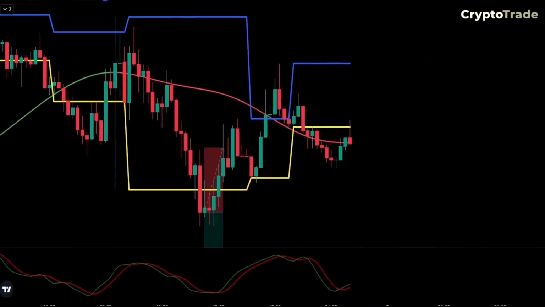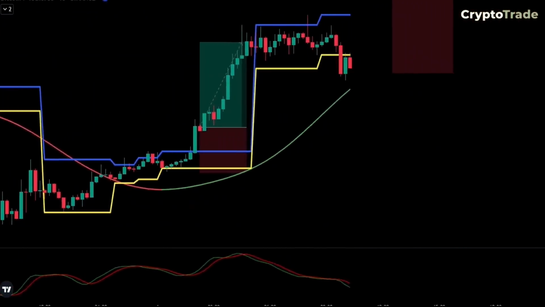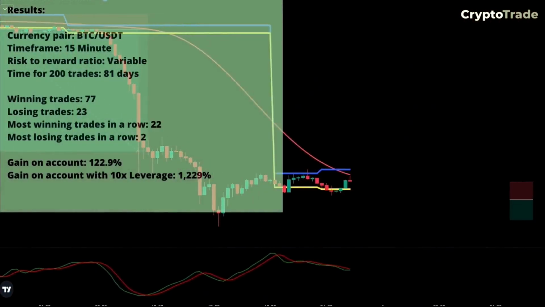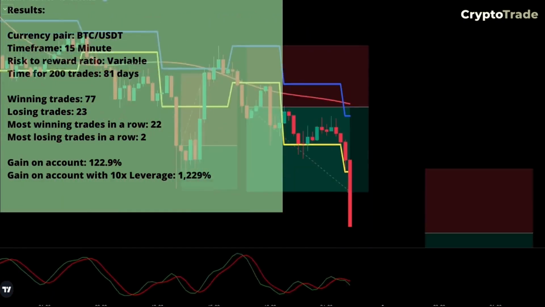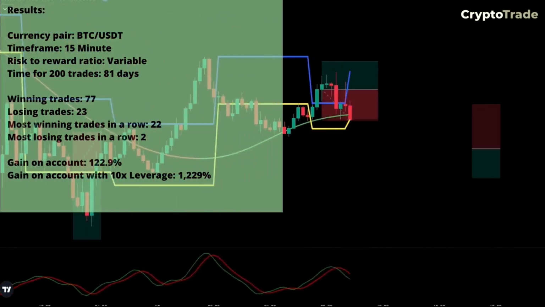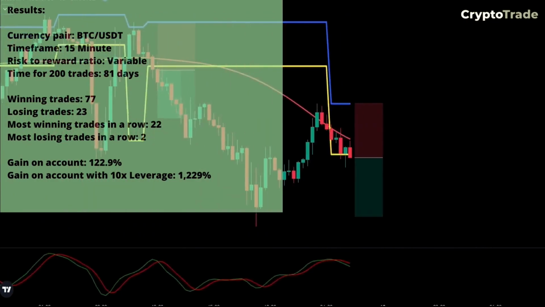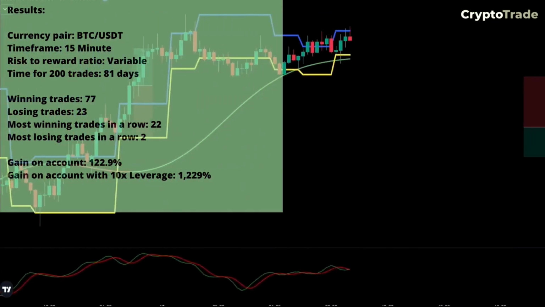It's time to do the backtest to see how this strategy performs. After conducting 100 backtested trades on the Bitcoin USDT pair using a 15-minute time frame and a variable risk to reward ratio, we can report that it took a total of 81 days to complete the testing.